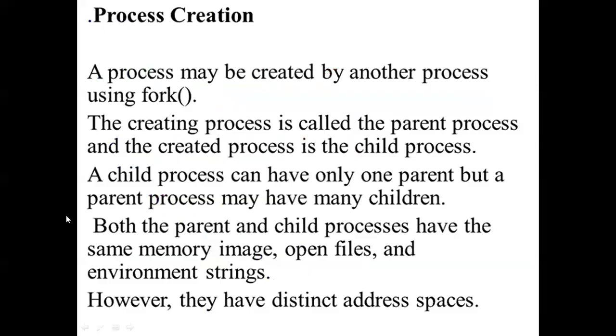The process will be created by another process using a system call known as the fork system call. The creating process is called the parent process and the created process is called the child process. A child can have only one parent process, but a parent process may have any number of children, that is many children. Both the child and the parent process have the same memory image, open files, and environment strings. However, they will have distinct address spaces.